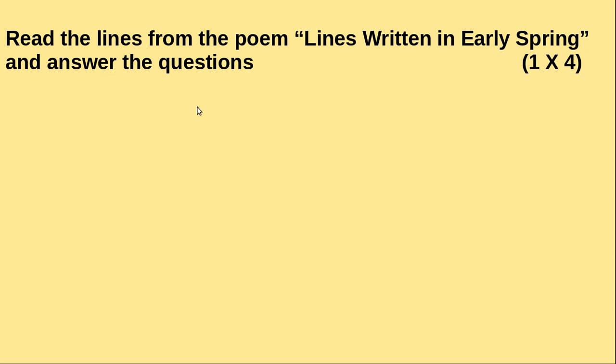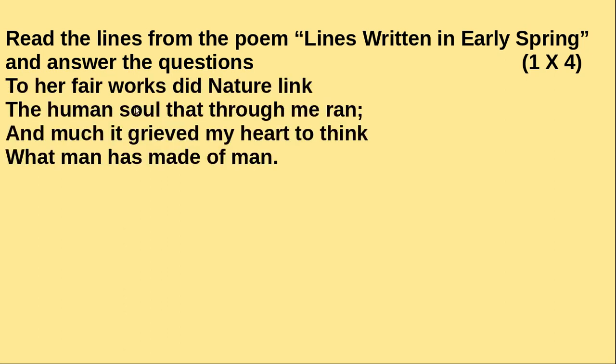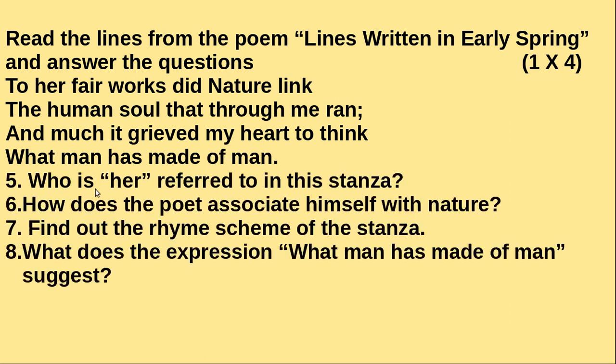Now the second question will be like this. Read the lines from the poem Lines Written in Early Spring and answer the questions. To her fair works did nature link the human soul that through me ran, and much it grieved my heart to think what man has made of man. First, who is 'her' referred to in this stanza? You know who is her? There too, you have to read this twice or thrice, then read the questions and revisit it. Her is nature.